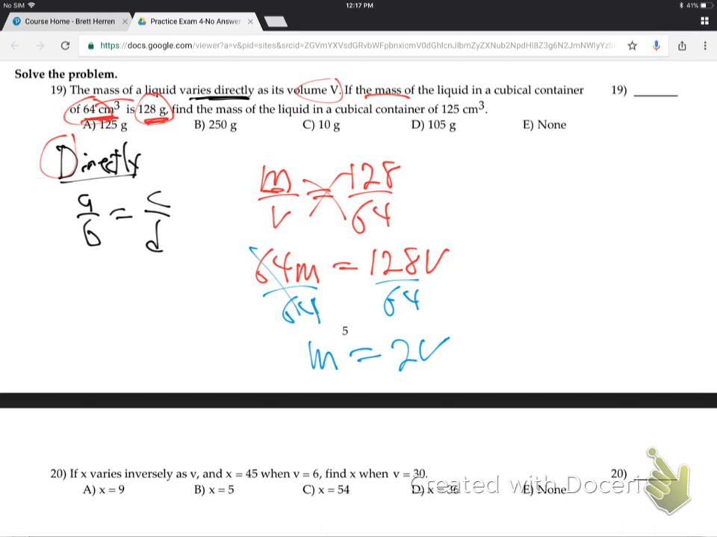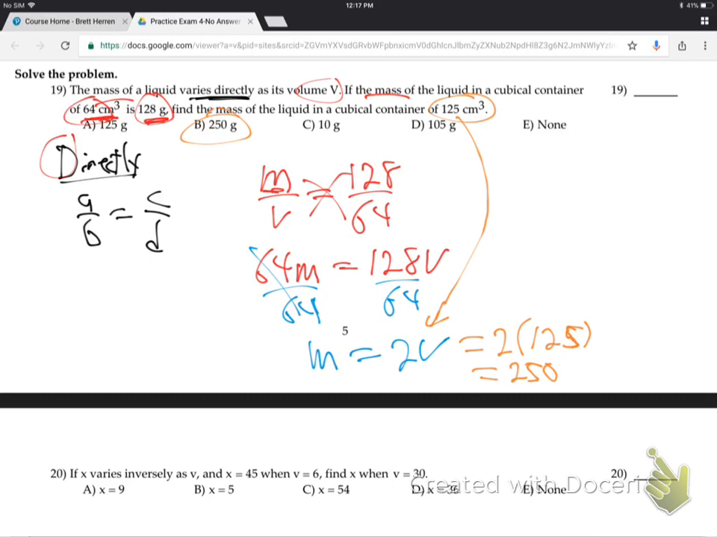Last step. 125 is the v. So it's 2 times 125, which is 250. There it is. See that? You could have put V over the M, but then you'd have to be consistent on the other side. Just be consistent, so either way. So I put M over V.